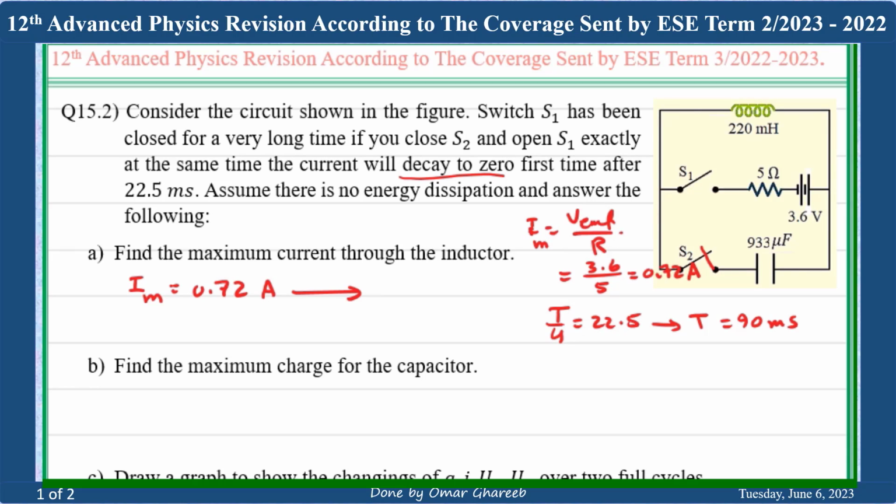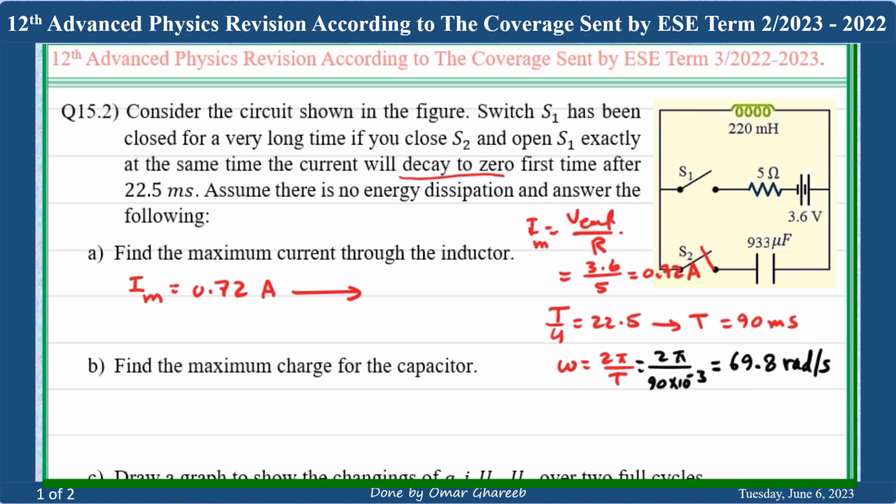Now we need to find the maximum charge. To find the maximum charge, you need omega. Omega is 2 pi over T. And T is 90 times 10 to the minus 3 seconds. So the answer would be 69.8 radians per second.